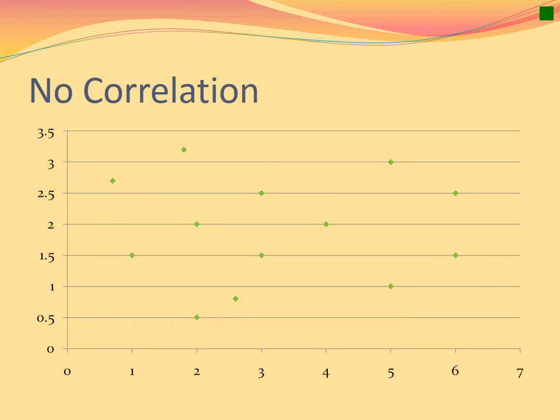Now this is an example of a scatter graph that will have no correlation. This can be easily demonstrated because I cannot draw a line of best fit through the points on this graph in order to show a correlation. They're sporadic, they're spread out, there is no relationship there.